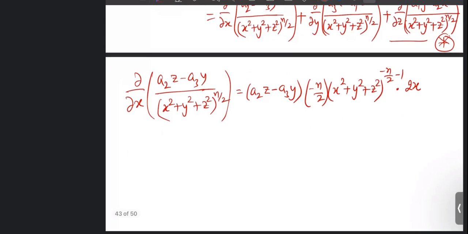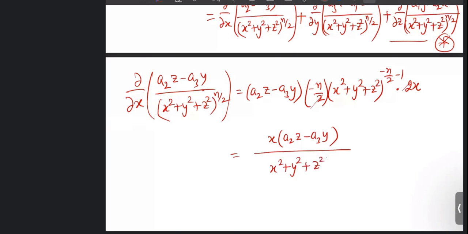Only 2x. Just in simplification, this 2 will be cancelled. This 2 will be cancelled. And the remaining will become x into (a2z minus a3y) divided by (x square plus y square plus z square) raised to the power n by 2 plus 1.